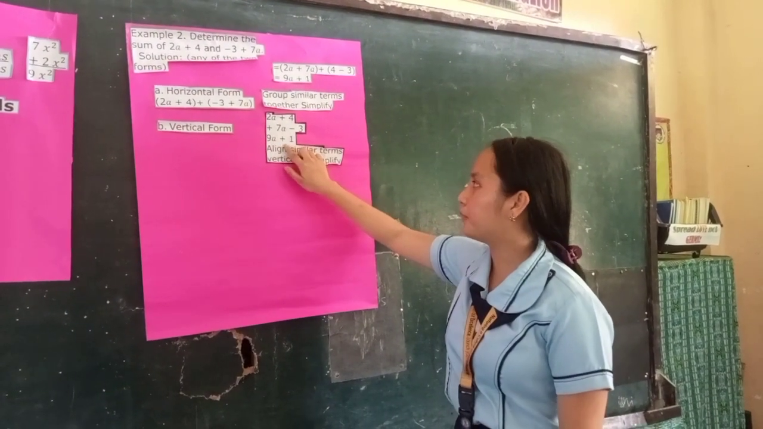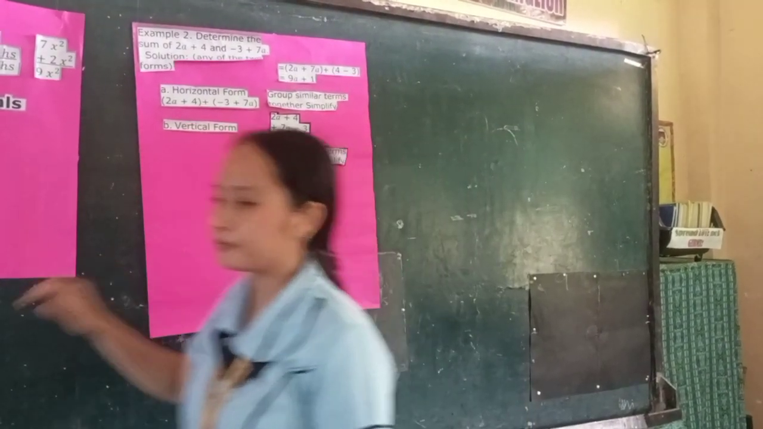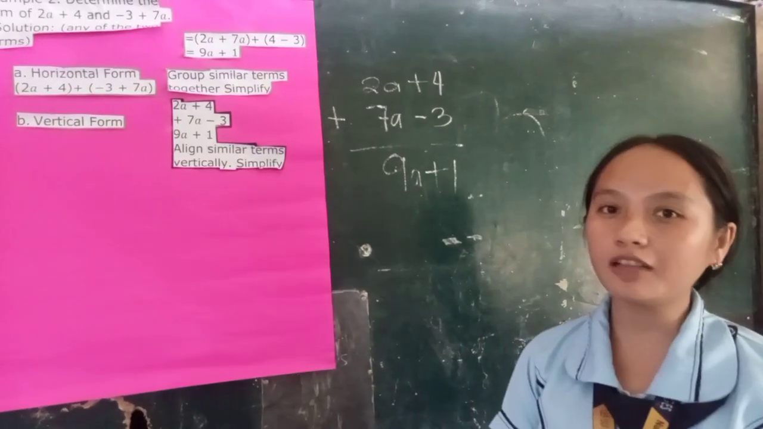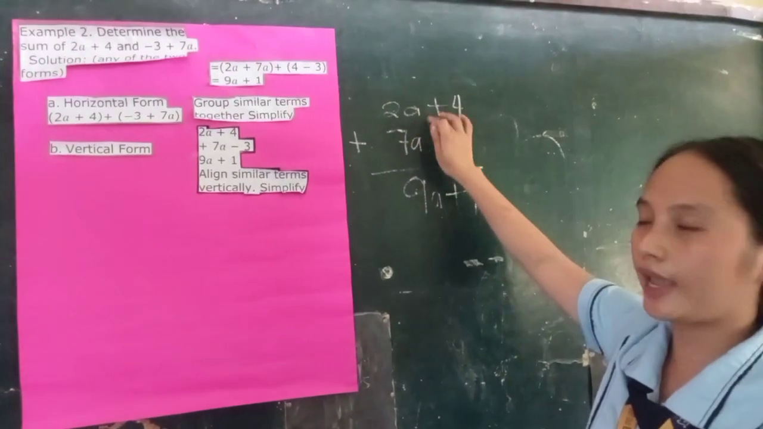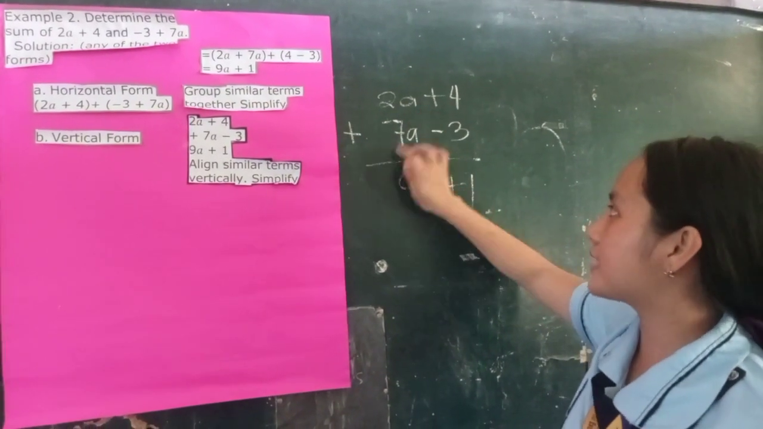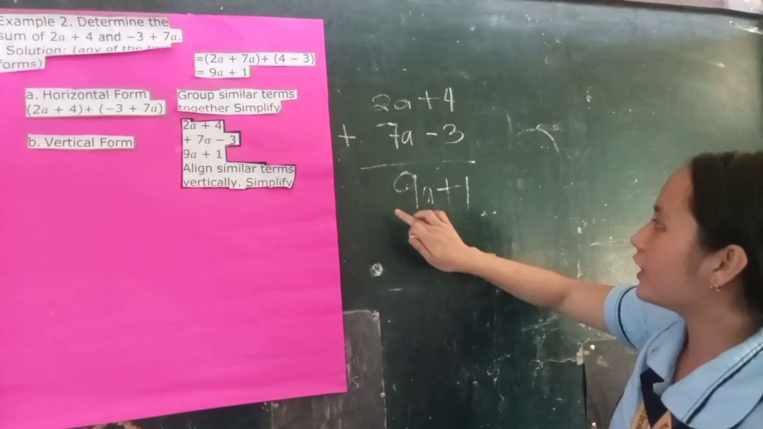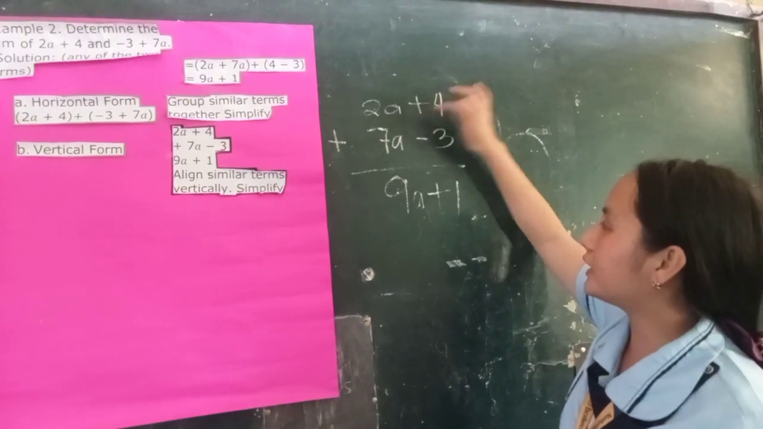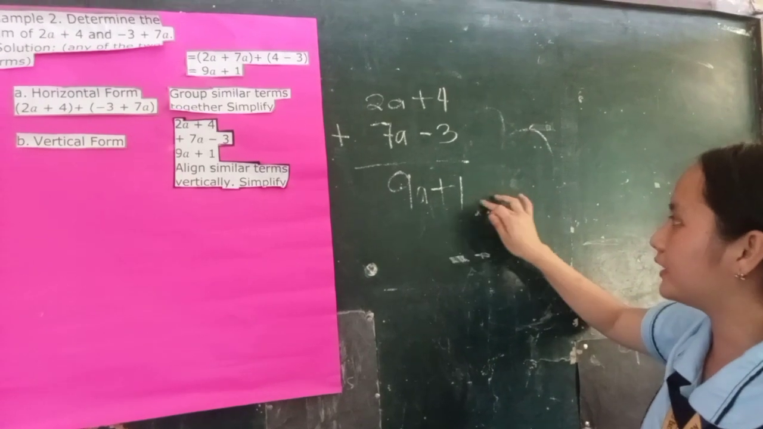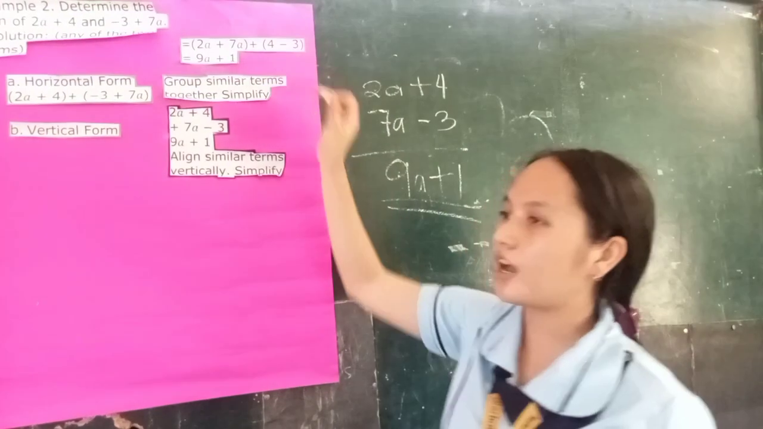And by vertical form, 2a plus 4 and 7a minus 3 gives 9a plus 1. Align the similar terms vertically to simplify. For vertical form, it's 2a plus 4 added by 7a minus 3. So, we add together 9a and positive 4 plus negative 3. The answer is positive 1. Same with the horizontal form.